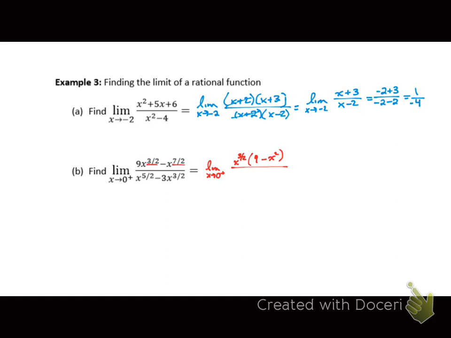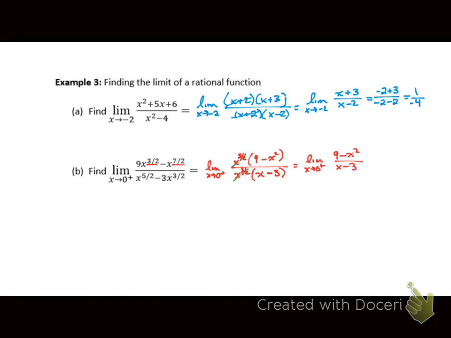Okay, and I'm going to try to do it to the bottom too. If you notice, we have 5 halves and 3 halves. And again, 5 halves is bigger than 3 halves, so we should be able to take it out. Again, we're going to subtract. So 5 minus 3 is 2. 2 over 2 is 1. So we just end up with x minus 3. Which means that these two things cancel, which is wonderful. It's going to help us out a lot. So we're really finding the limit as x approaches 0 from the right of 9 minus x squared over x minus 3.